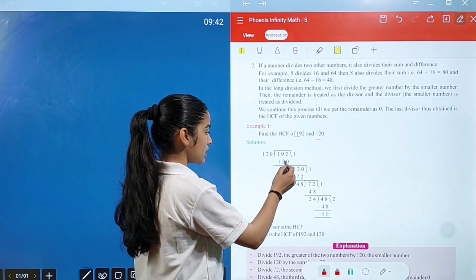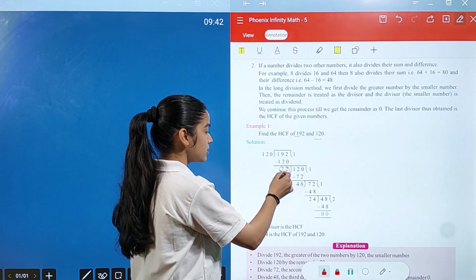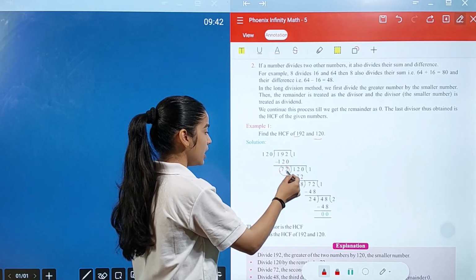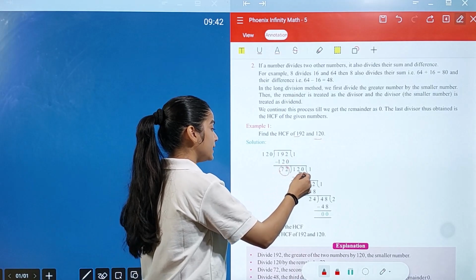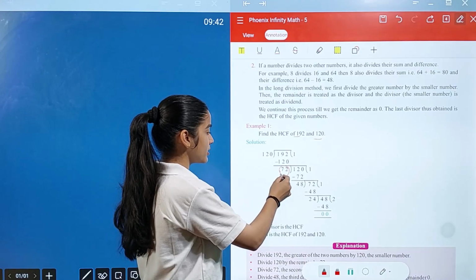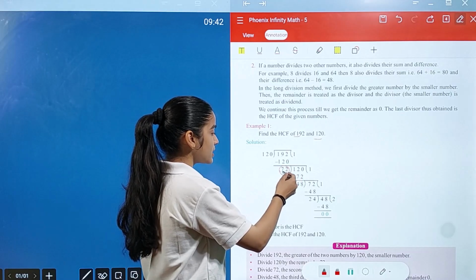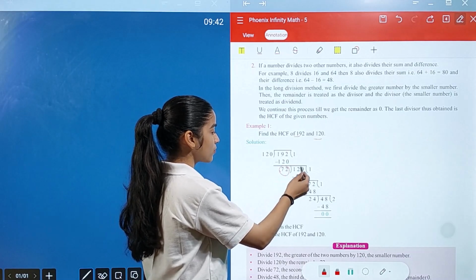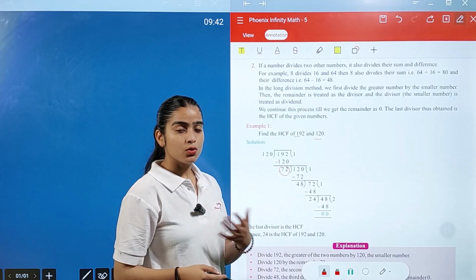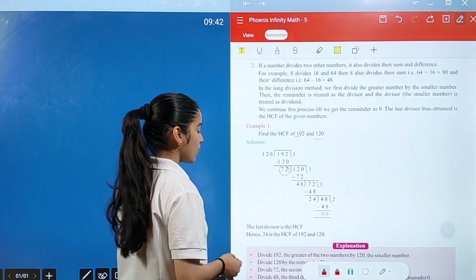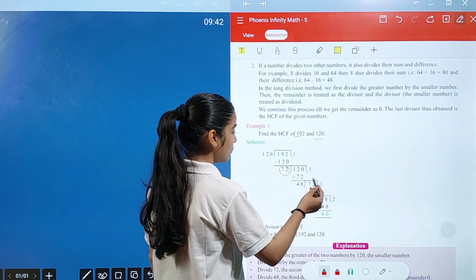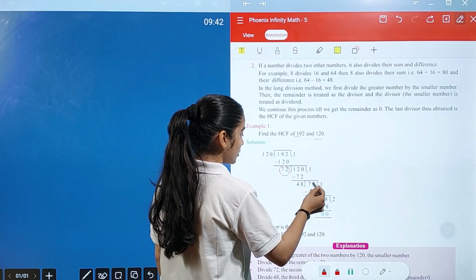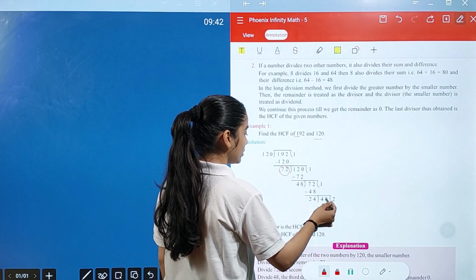So in this case, we get 72. 72 is smaller compared to 120, so 120 will become your dividend and 72 will become your divisor. 120 divided by 72 gives remainder 48, because 72 twice is bigger than 120. Then 72 divided by 48 gives remainder 24, and 48 divided by 24.